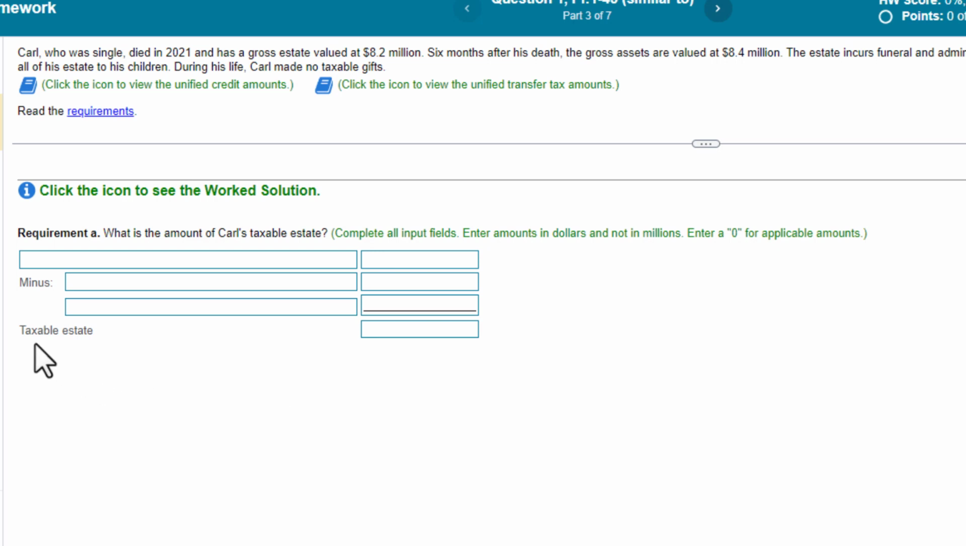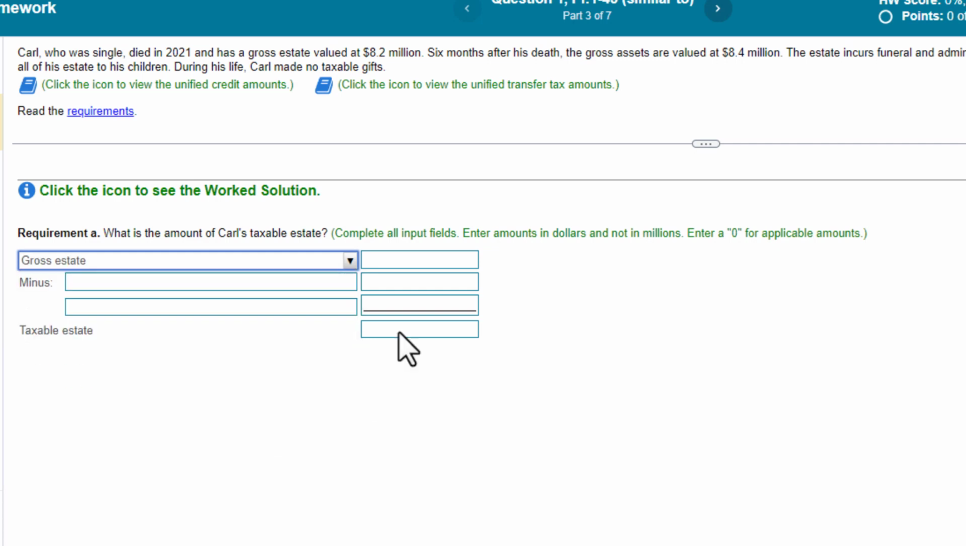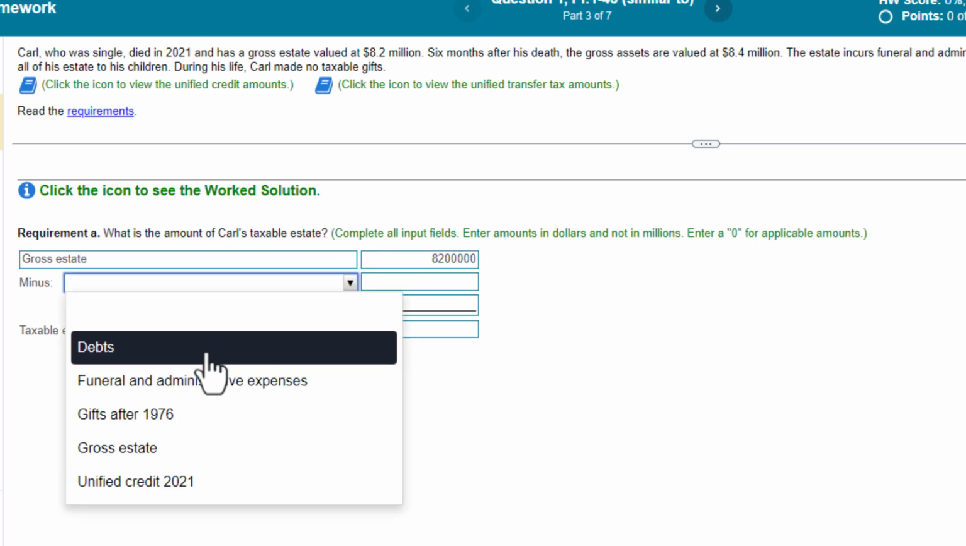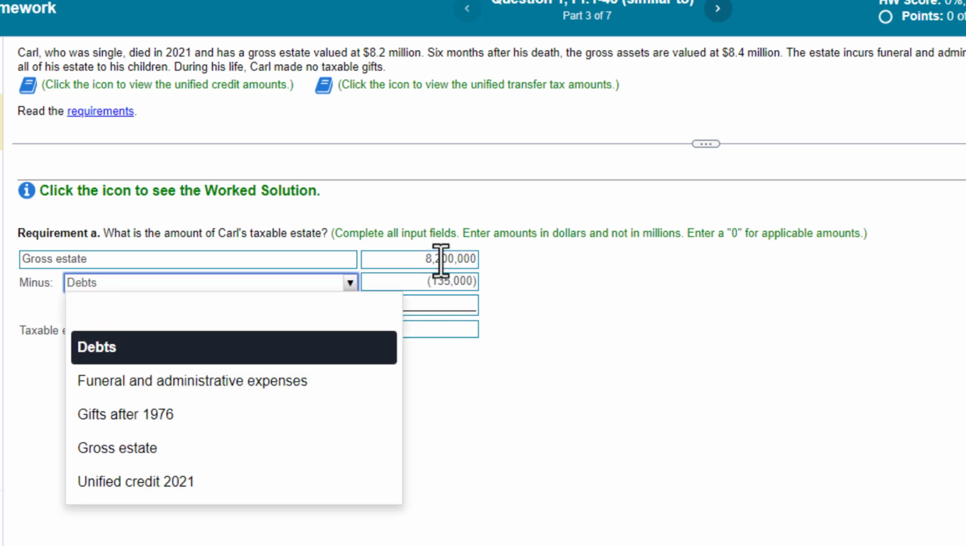First question in your homework is we need to figure out how much of the estate is taxable. So we're going to start with the gross estate, which was $8,200,000. After that, we know that he had to pay off some debt out of that. So that's going to be $135,000. Let me go back and put some commas in that gross estate so it makes it a little bit easier for us to stay organized.